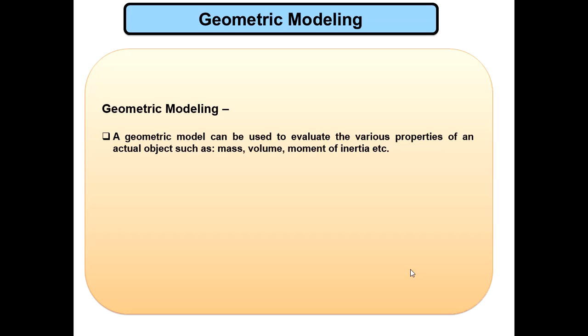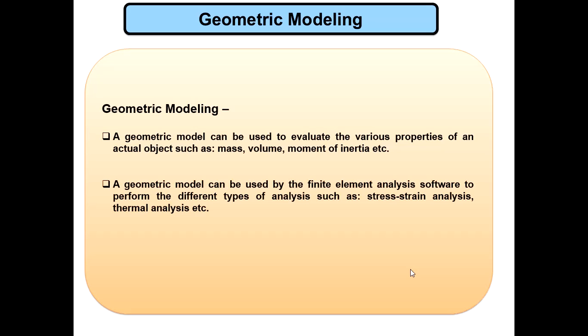Then the geometric model can be used to evaluate the various properties of the object, properties such as the mass, the volume, moment of inertia. These properties can be evaluated very easily from the geometric model that you have created using your software. Whatever is the shape and size of the model, based on that you can easily calculate the mass, you can get the volume also, you can get the moment of inertia also. This is possible immediately, very fast, with the help of this geometric model.